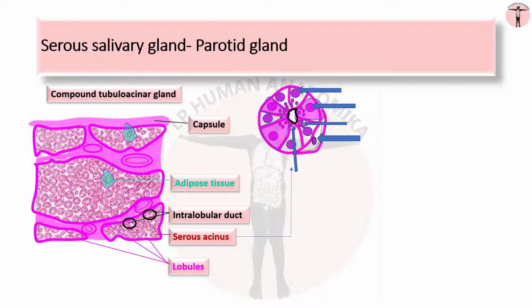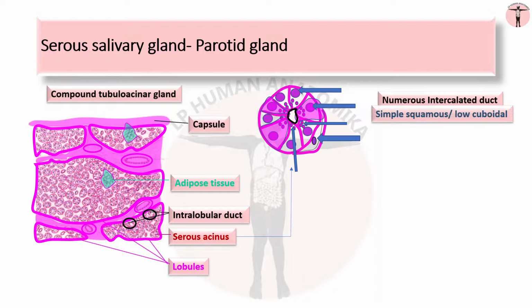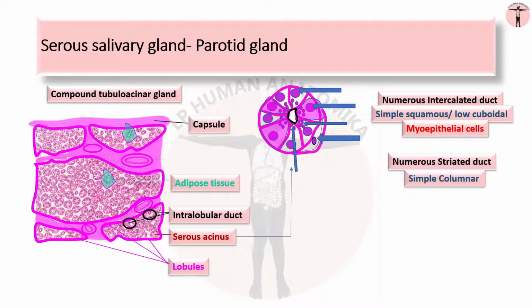The secretory acini empty their product into narrow channels, the intercalated ducts, which are longer. These ducts have small lumina lined by simple squamous or low cuboidal epithelium and are often surrounded by myoepithelial cells. The secretory product from the intercalated ducts drains into larger striated ducts which are longer in length. These ducts have larger lumina and are lined by simple columnar cells that exhibit basal striations. To recall, the striations are formed by deep infolding of the basal cell membrane.